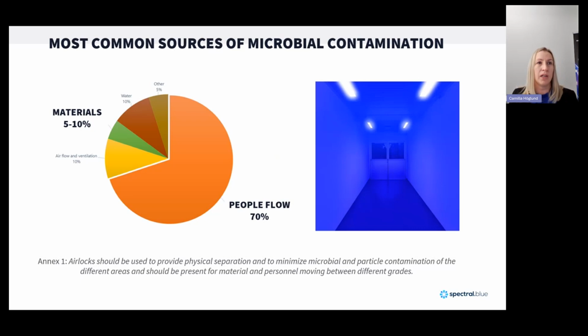So what we have been able to identify in clean rooms is a few good areas where this technology can really be used in the best way. Since we know that some of the most common, or actually the most common source of microbial contamination in clean rooms is or can be people flow, but also materials. So microbes enter via people or materials into your premises. And Annex 1 highlights that you should be using airlocks that will provide a physical barrier so that you can minimize microbial and particle contamination spreading between different areas.